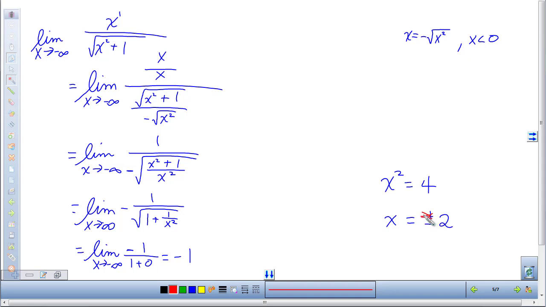And that's what we're doing here. Because we know that our x is going towards minus infinity, when we set these equivalent to one another, we get x equals negative square root of x squared. All right, let's take a look at the next one.